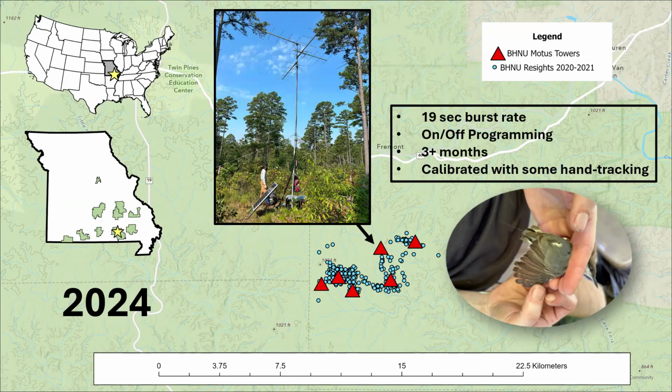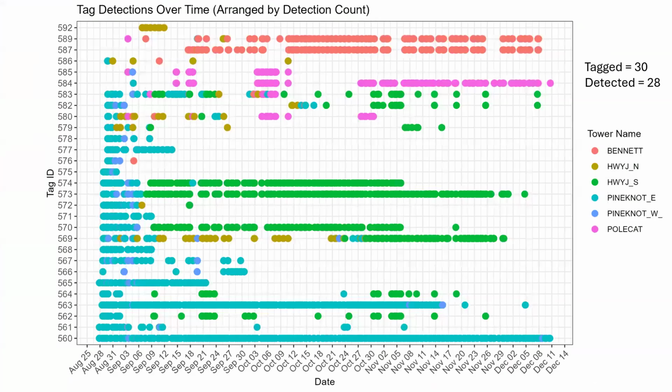And we did calibrate it with some hand tracking to compare those detections to the tower detections. And this is what we found. We kind of gleaned a lot of information from just those 6 towers.